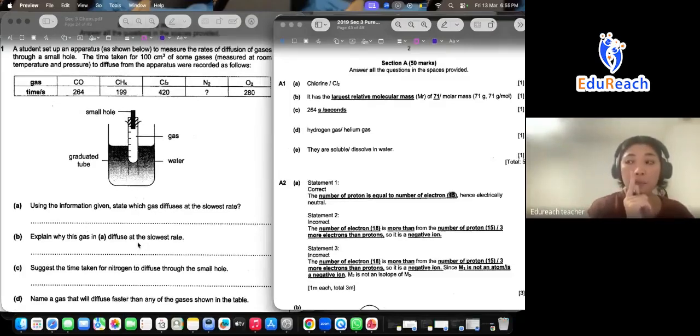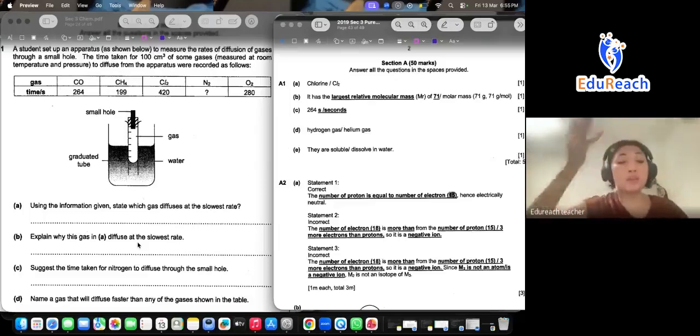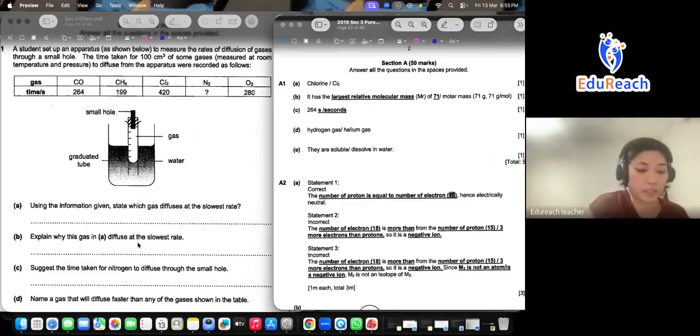Remember in atomic structure, you learn this thing called the relative mass of the atom. So Cl2, what is the relative mass of one chlorine atom? 35.5. Then if you have two chlorine atoms in a molecule, the mass of the molecule is 35.5 times 2, which is 71. This is a concept you'll learn in more detail later on. It has the largest relative molecular mass.